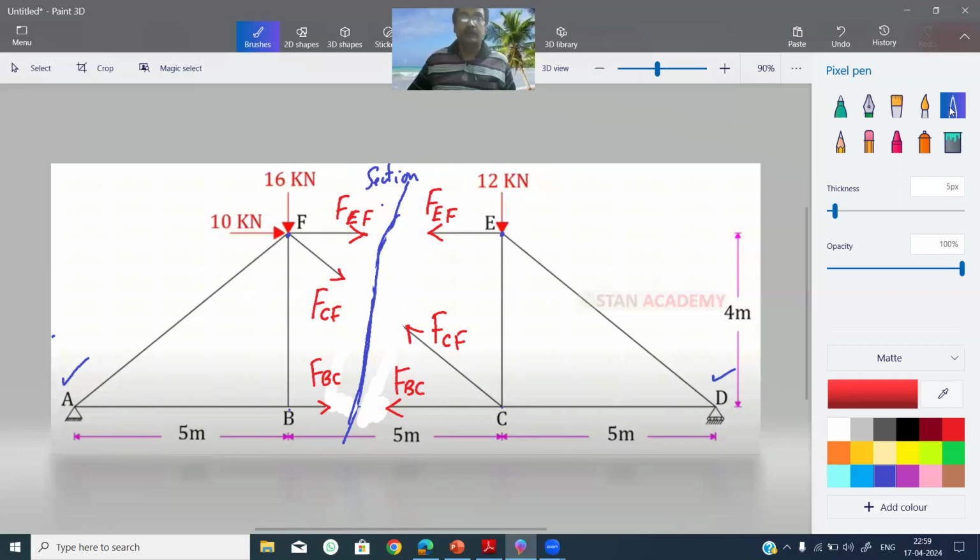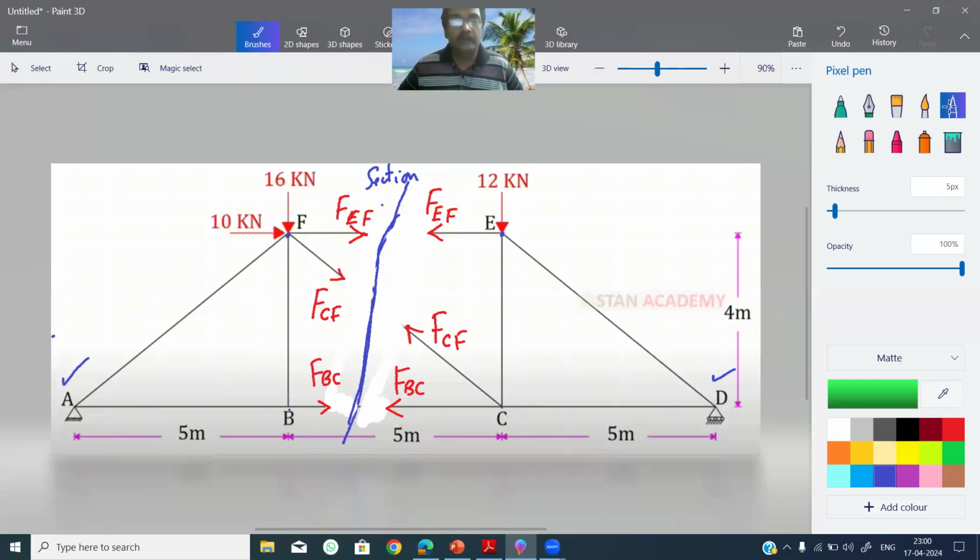Got it. Now, clearly the section should divide the truss into a clear-cut left portion and right portion, with individual force division also, right? So I divided the EF force into two parts, one to the left section, one to the right section. Got it?